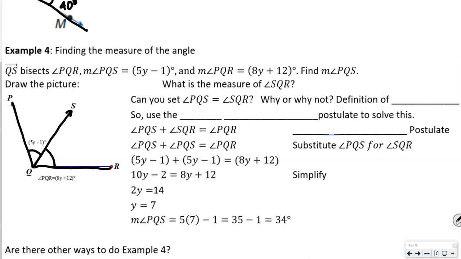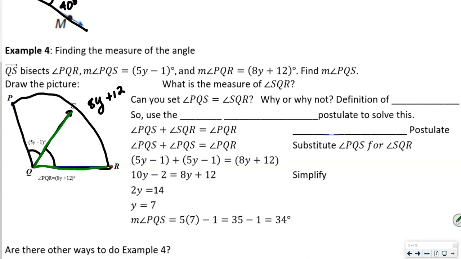Okay. And then it tells us that the whole big angle, and you guys know I've already said this, that I like to put this out here, 8y plus 12, okay? They put it on the side there, but I like to put it on the outside because it's a good visual representation that that's the measure of the whole big angle. So it says, what is the measure of SQR? So it's asking us to find this right here, okay?